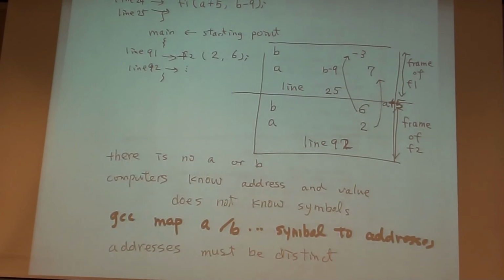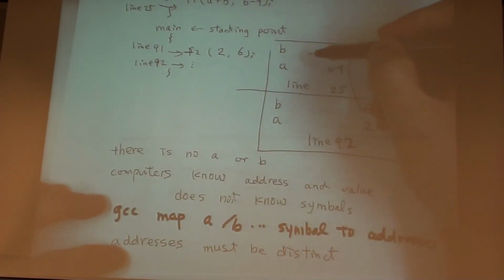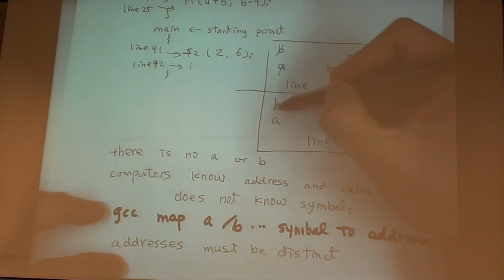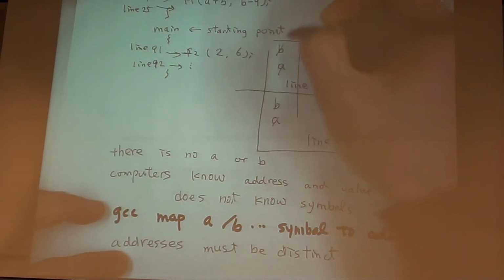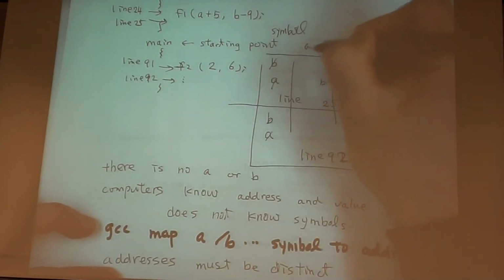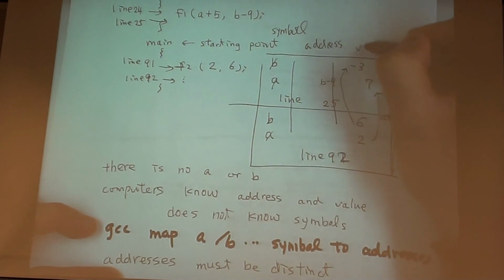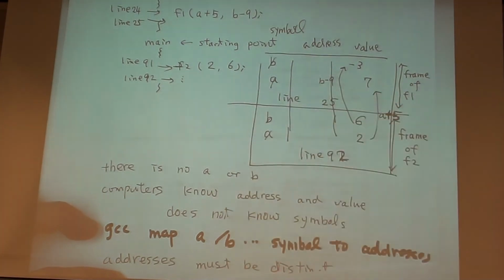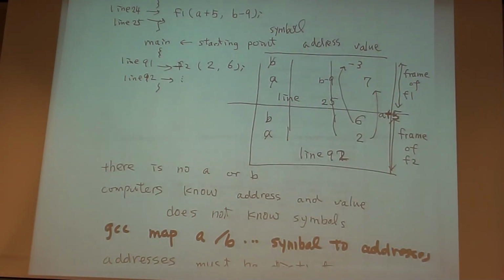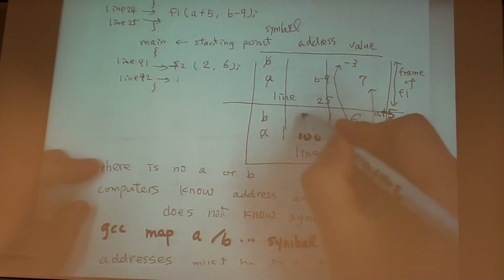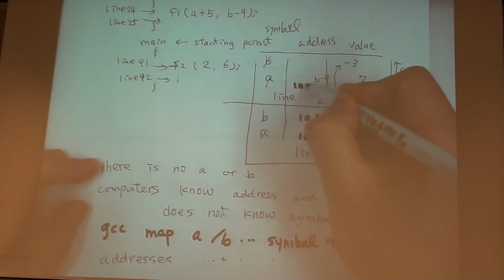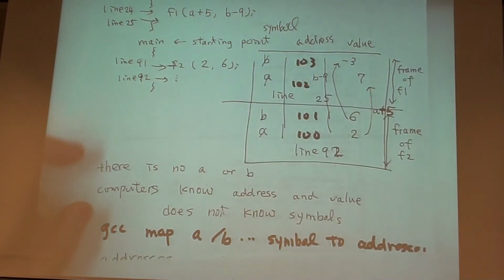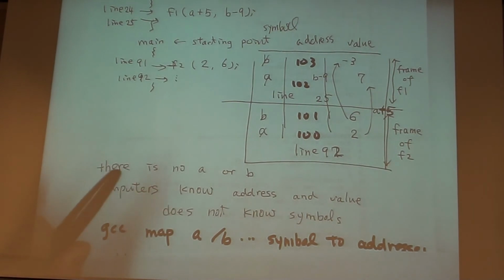So what does this mean? I know we are running out of time. Inside the computer, there's no A and B. They will only correspond to addresses. So I have a symbol. I did not write an address. And a variable. GCC will take A and B and convert them to addresses. And just for our convenience, I'm going to call these address 100, address 101, address 102, address 103. For the time being, I'll talk a little bit more about how addresses are given.